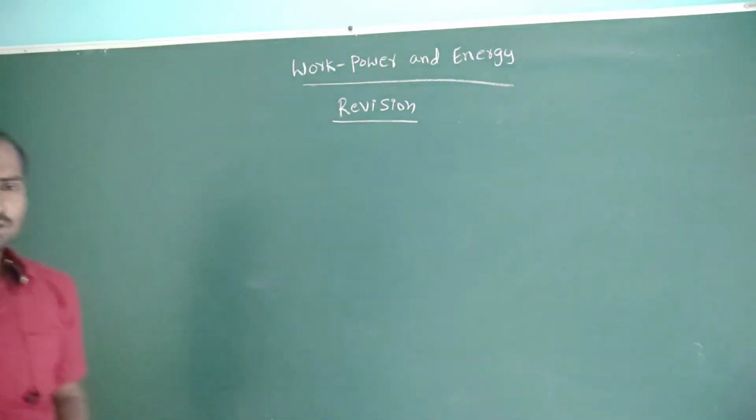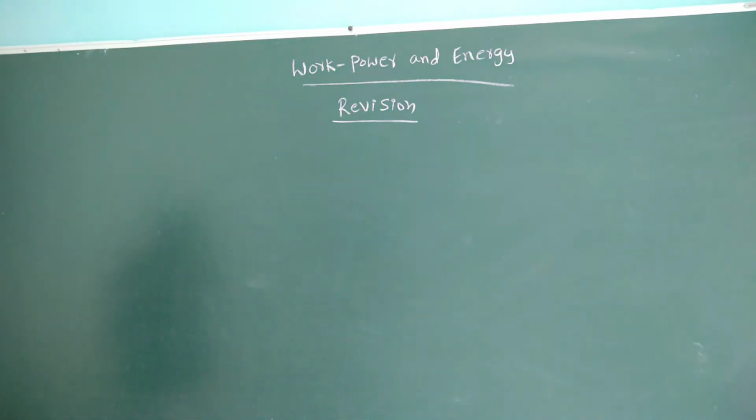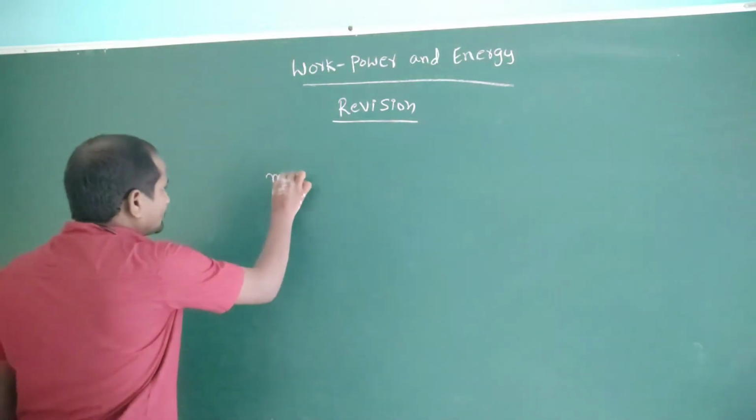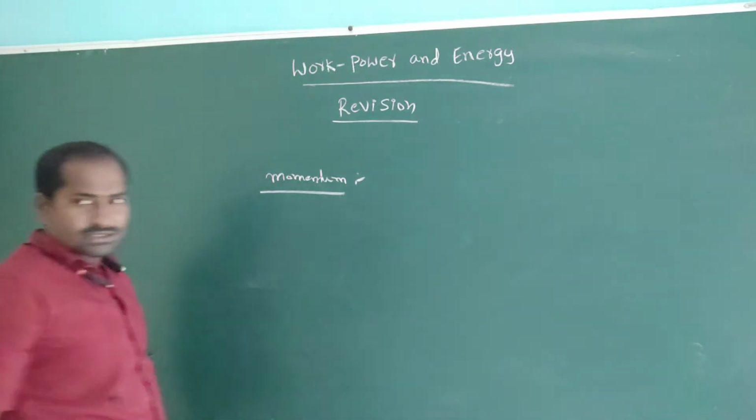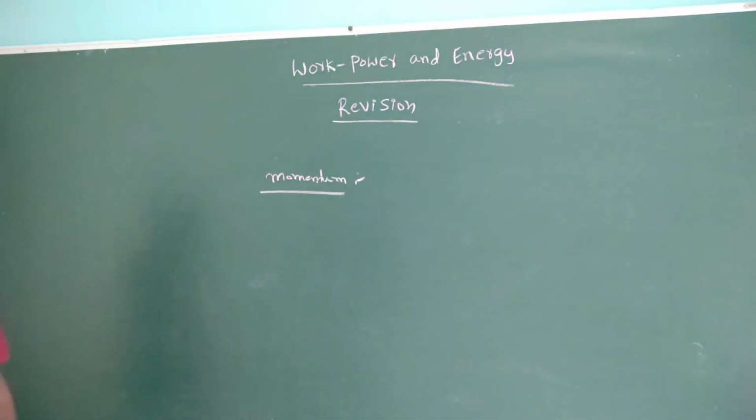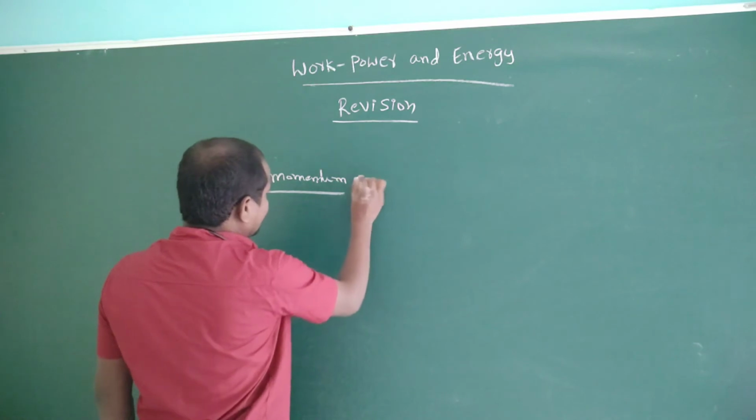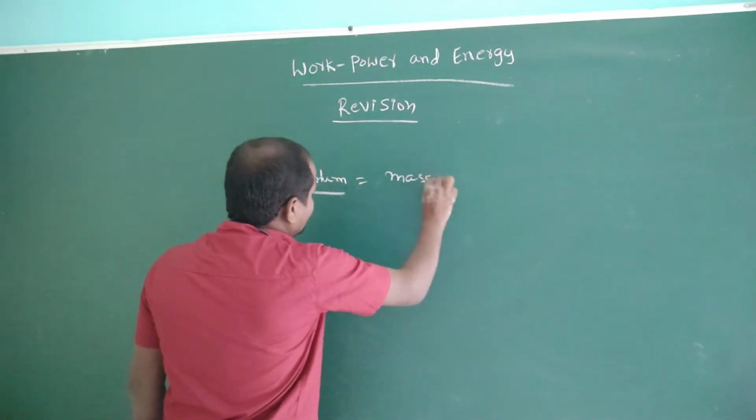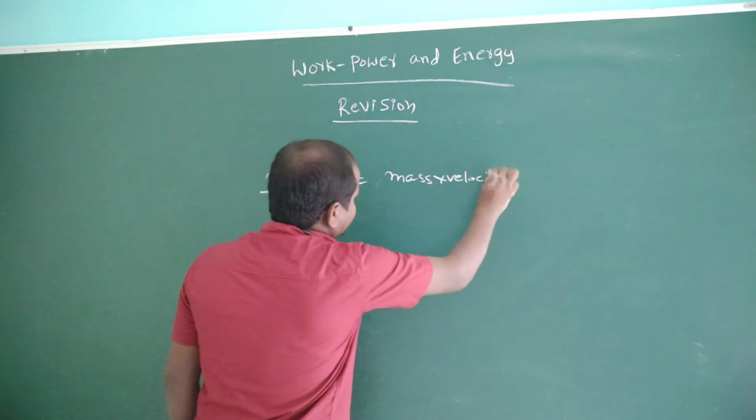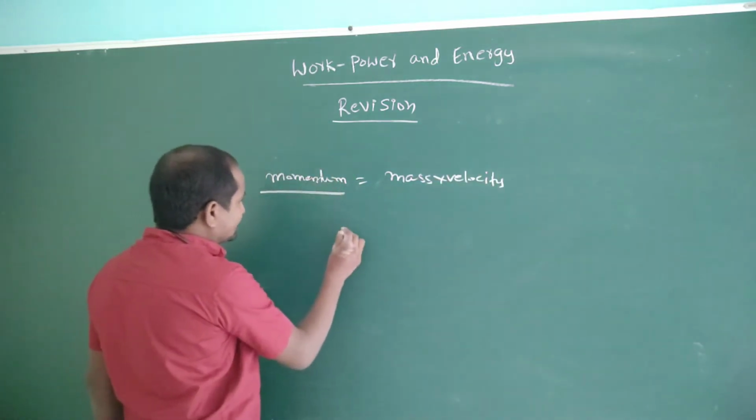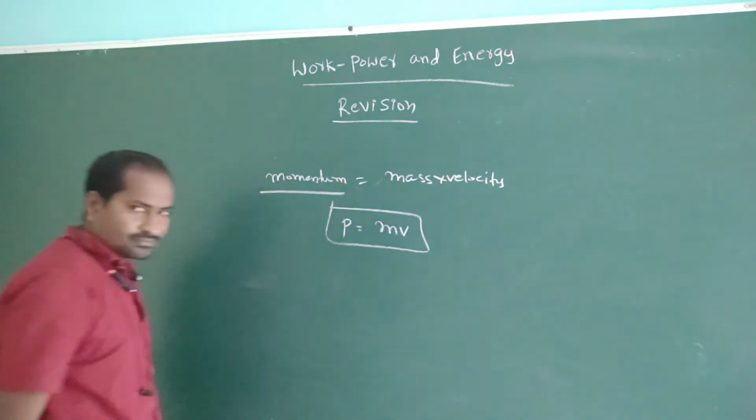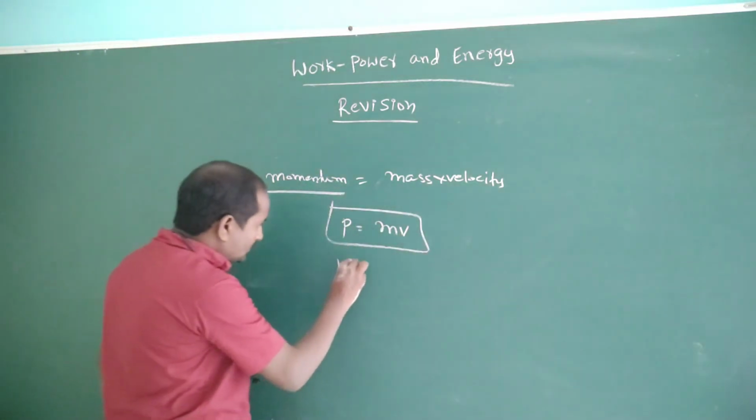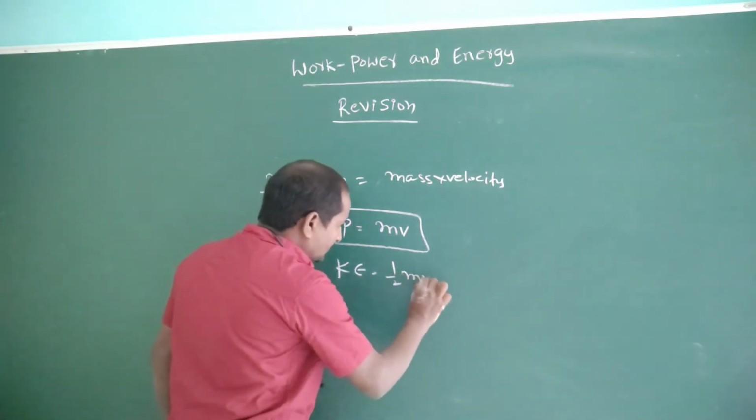Okay, now the relation between kinetic energy and momentum. What is meant by momentum? Momentum is the product of mass and velocity. So momentum equals mass into velocity. Momentum is indicated with the letter P. P equals m into v. And K equals half into m into v square.